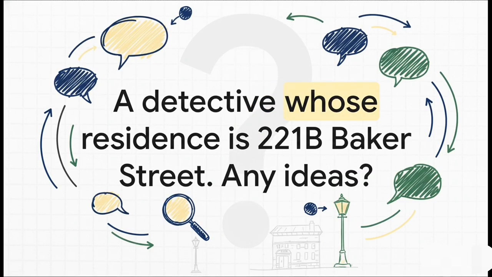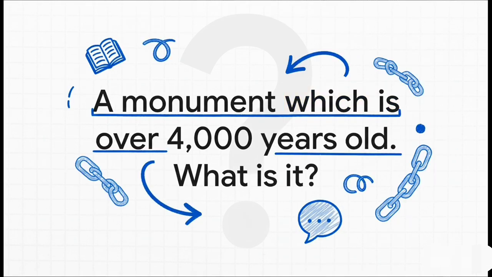Okay, next one. Imagine a detective whose residence is at a super famous London address. If you're thinking Sherlock Holmes, you've got it. All right, let's switch from people to a thing. We're looking for a prehistoric monument, which is more than 4,000 years old. Any guesses? That would be the amazing Stonehenge.